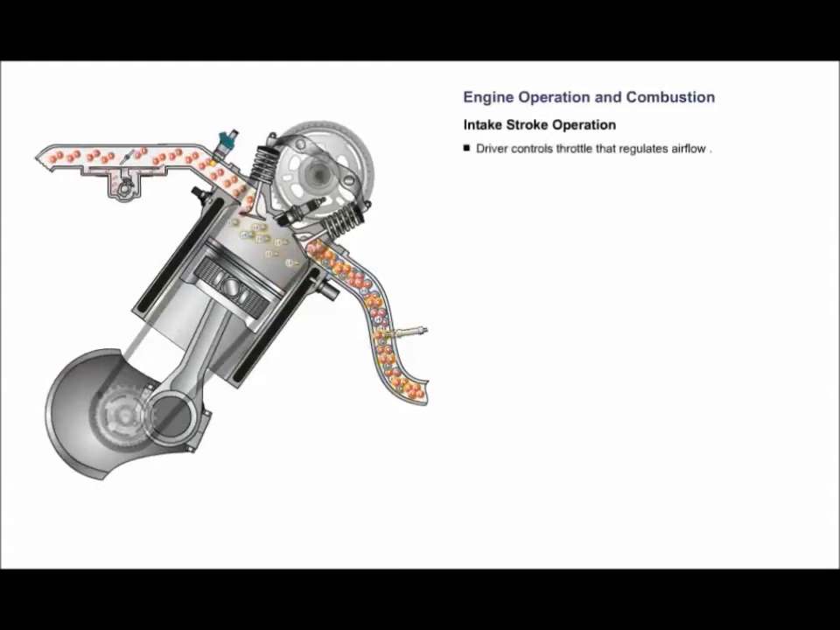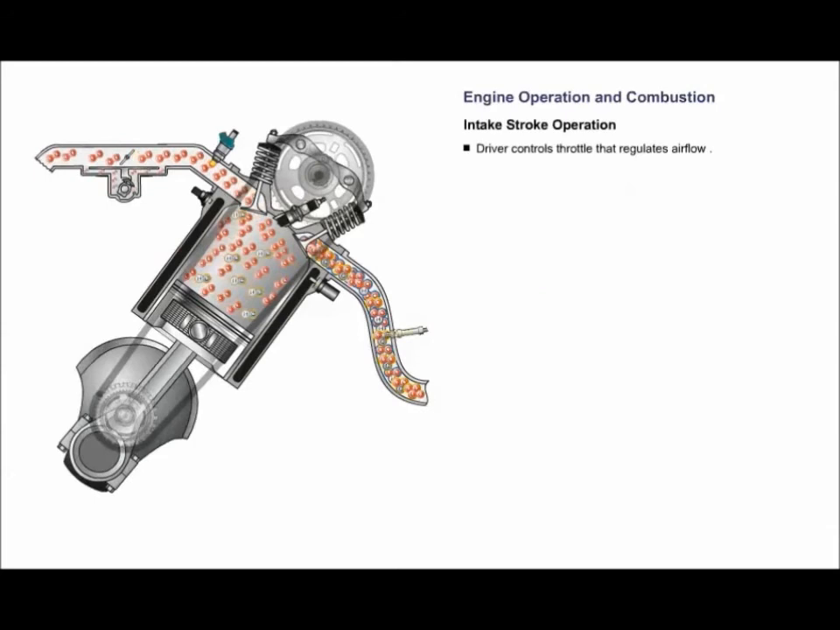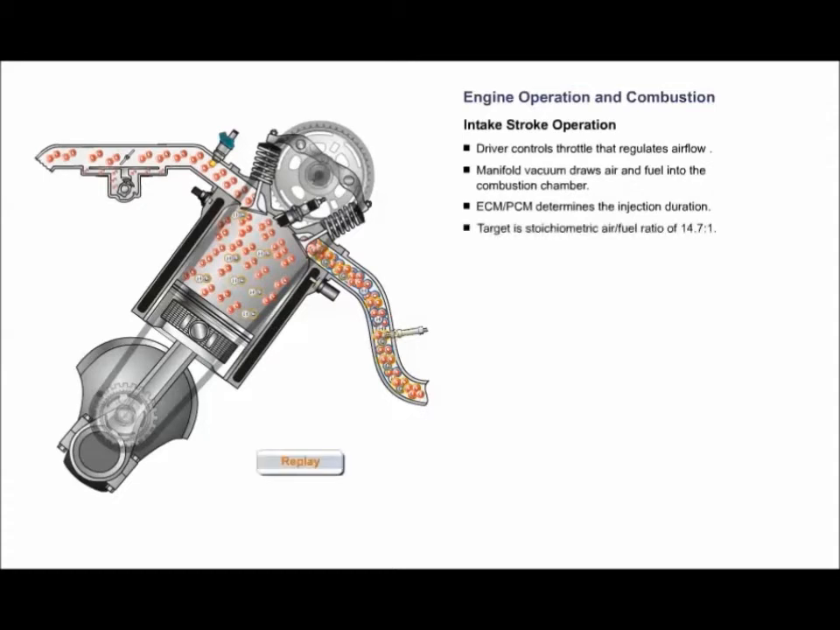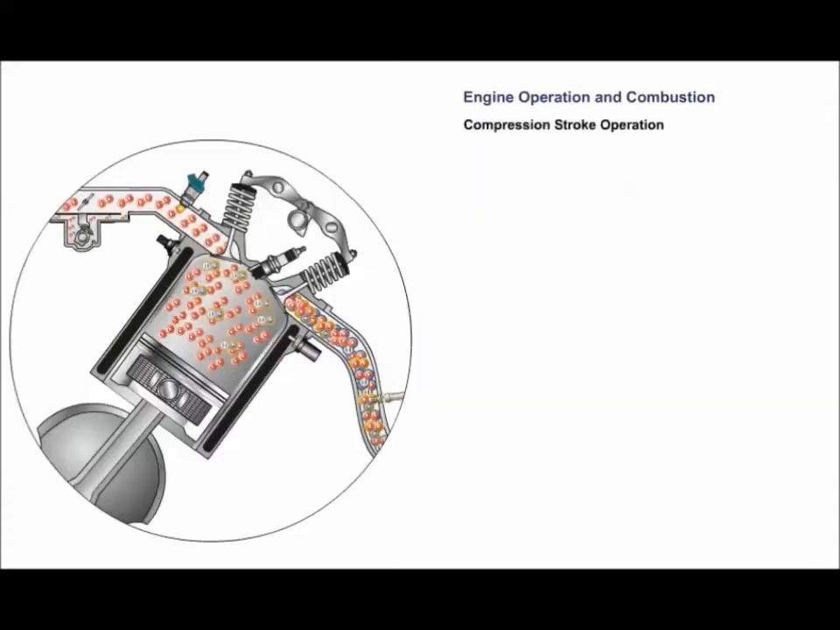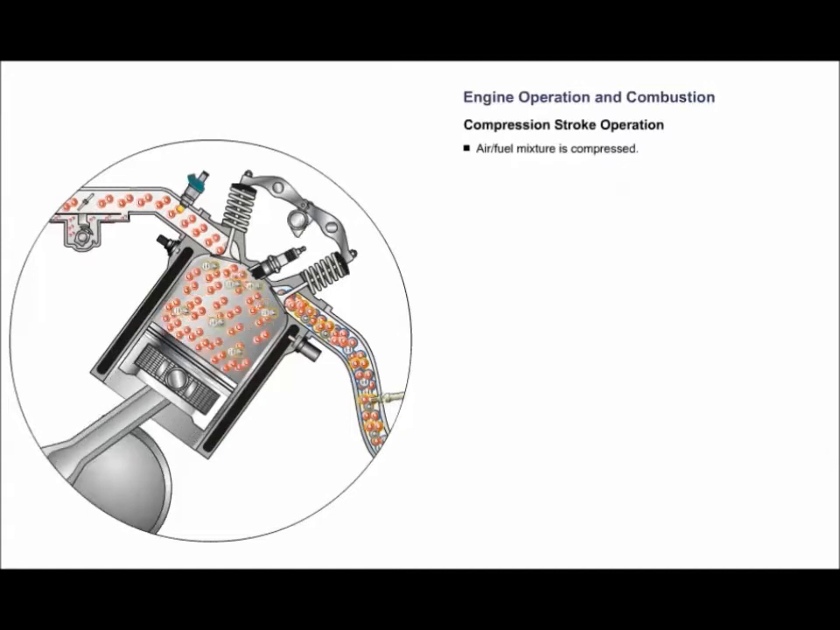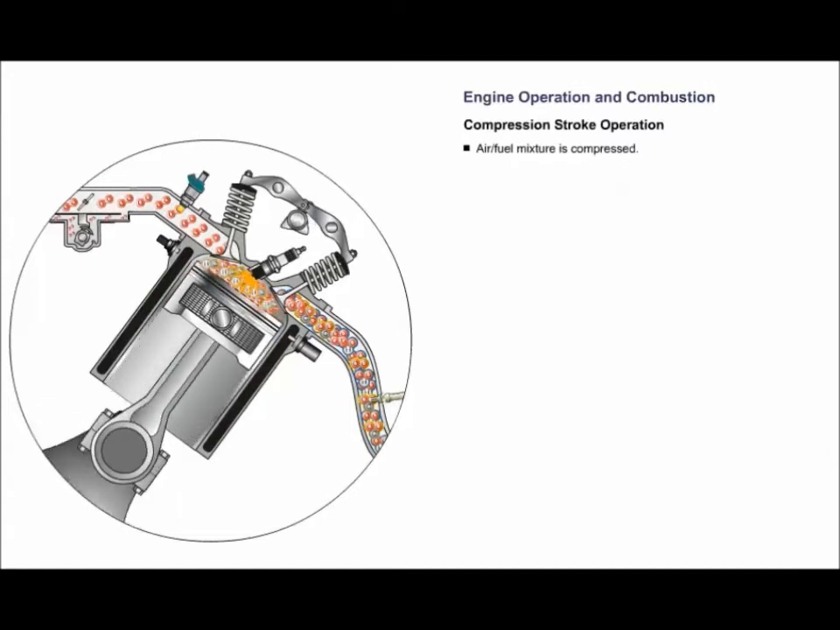To summarize, during the intake stroke, the throttle regulates the air drawn in by the manifold vacuum, and the ECM-PCM determines the injector duration for a stoichiometric air-fuel ratio in the combustion chamber. The piston is at bottom dead center at the end of the intake stroke. The compression stroke begins at bottom dead center and the piston compresses the air-fuel mixture as it moves to top dead center.